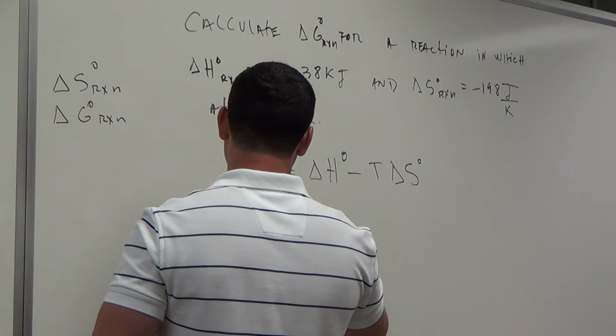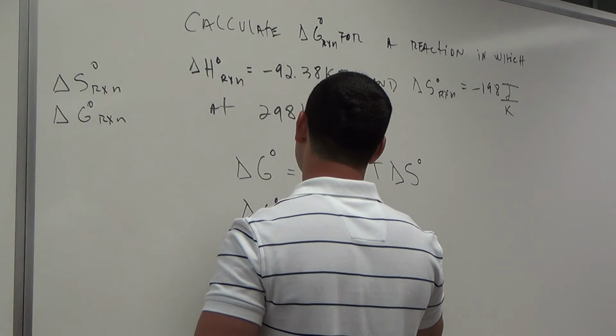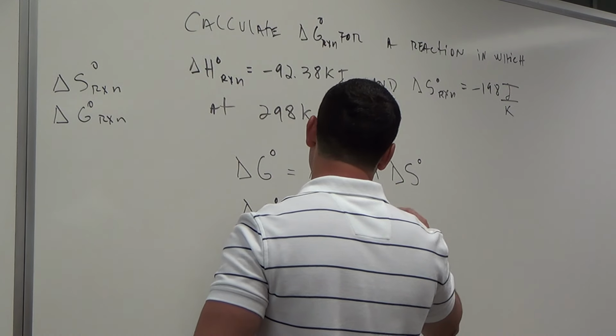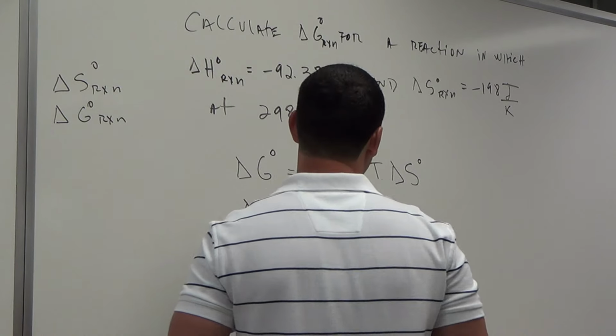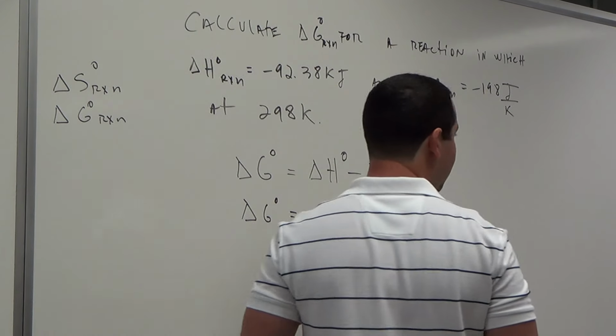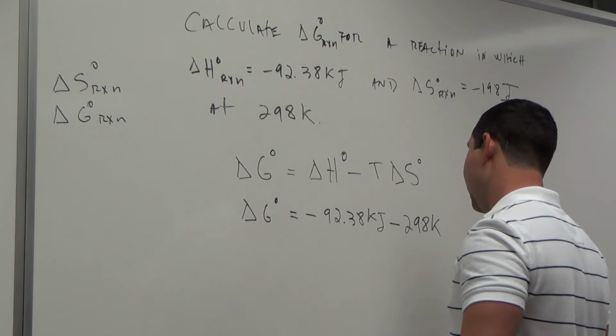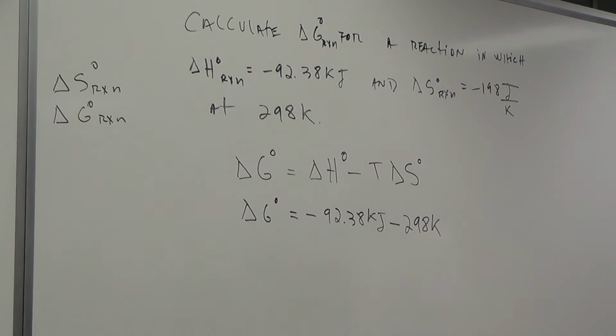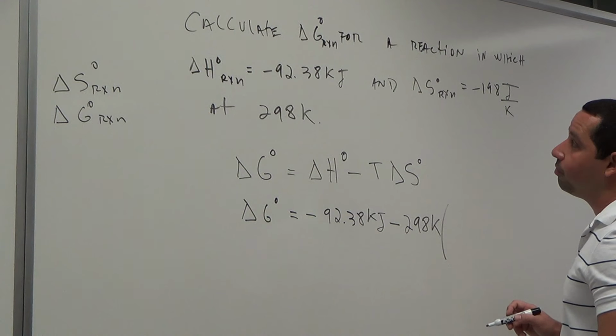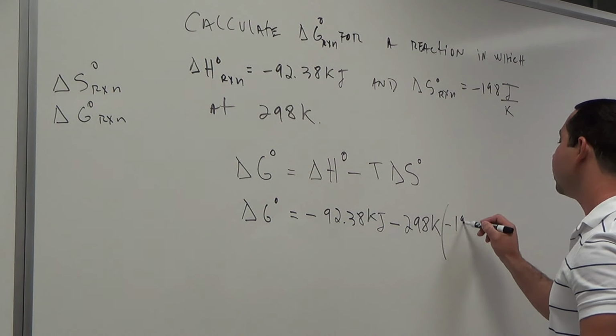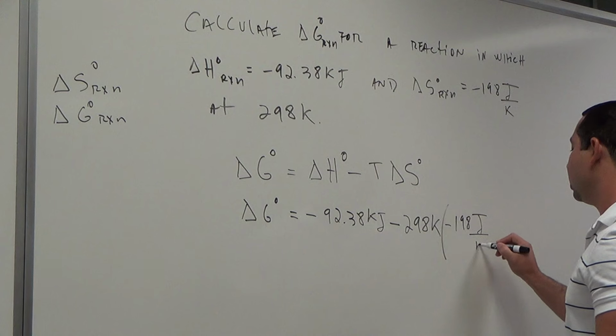So delta G is equal to delta H, which is minus 92.38 kilojoules, minus T, and T is the temperature. What's the temperature here? 298 Kelvin. Now, I have to have this in Kelvin, do I not? Yep. This has to be in Kelvin so it cancels out. Okay, it can't be in degrees Celsius. It may give it to you in degrees Celsius on the test. Multiplied by delta S, 198 J per Kelvin.